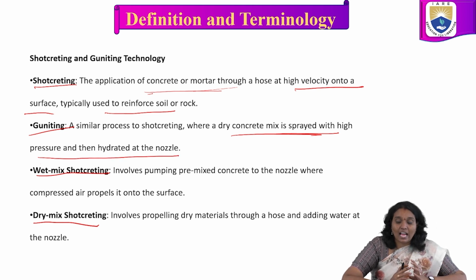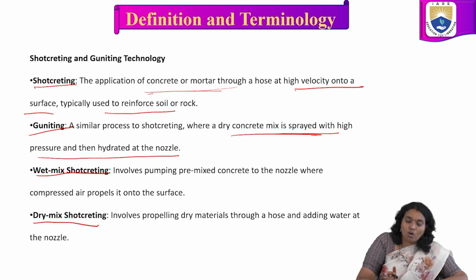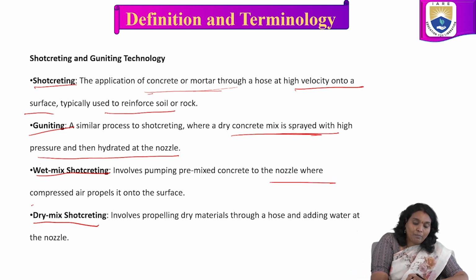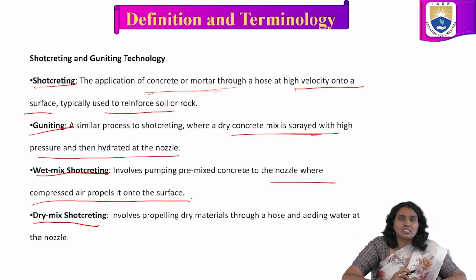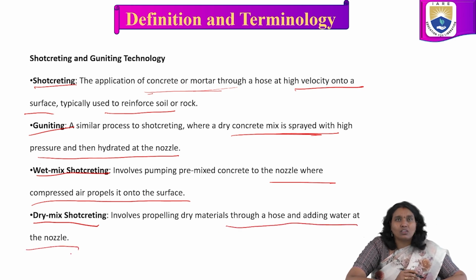So here, that high pressure and then hydrated at the nozzle, the dry concrete mix is going to spread. That is nothing but the gunning. So in wet mix shotcreting, it involves pumping pre-mixed concrete to the nozzle where compressed air propels it onto the surface. Dry mix shotcreting involves propelling dry materials through a hose and adding water at the nozzle.